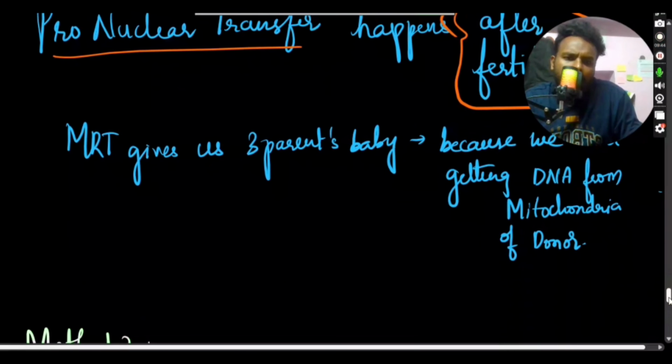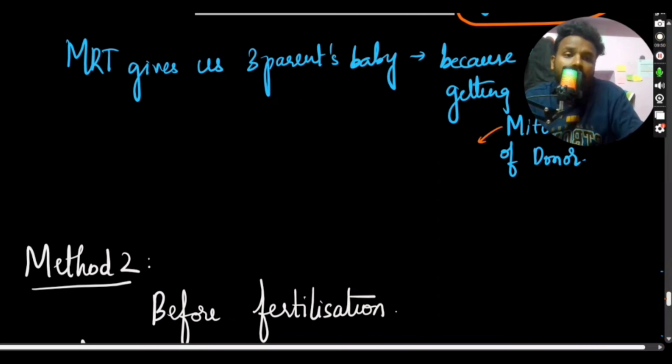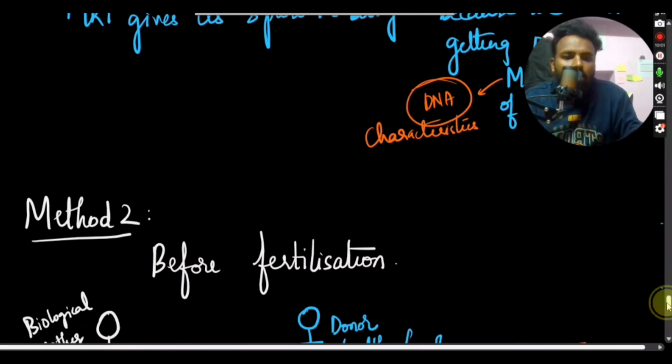This is called a 3-parents baby, because we'll be getting mitochondria from the donor. We also saw that mitochondria is the only organelle, or one more organelle, which will be having DNA. DNA is nothing but characteristics, right? Characteristics in the form of chromosomes.